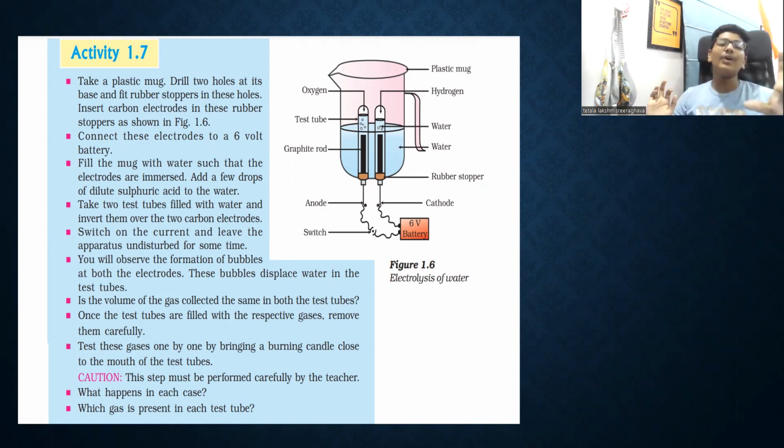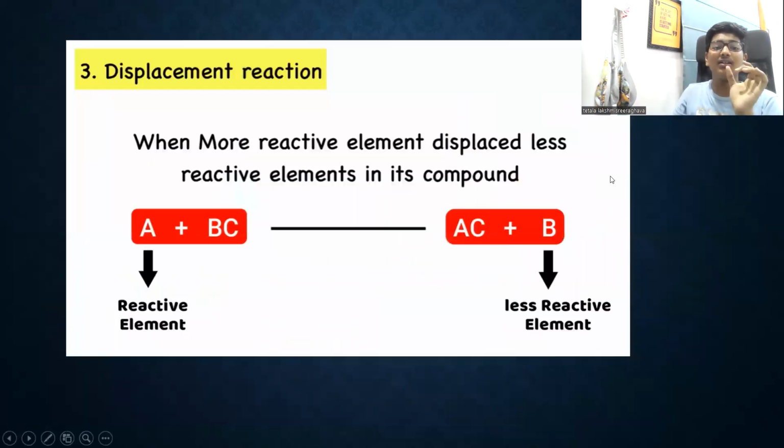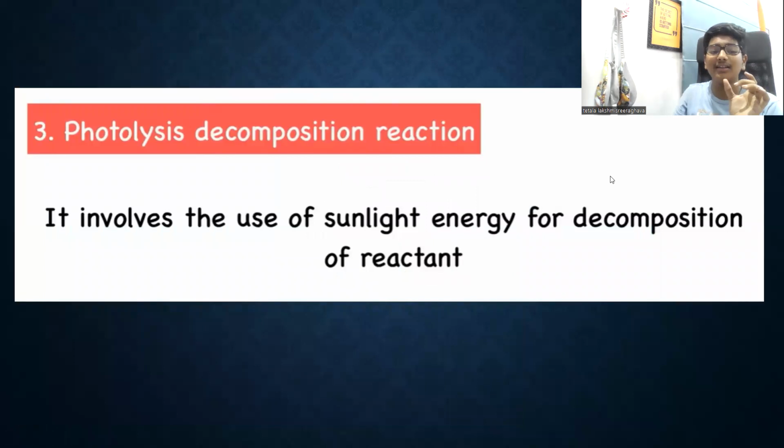Now, in which ratio are oxygen and hydrogen there? Hydrogen and oxygen are there in a 2:1 ratio. Remember this 2:1 ratio. Next, the photolysis decomposition reaction.